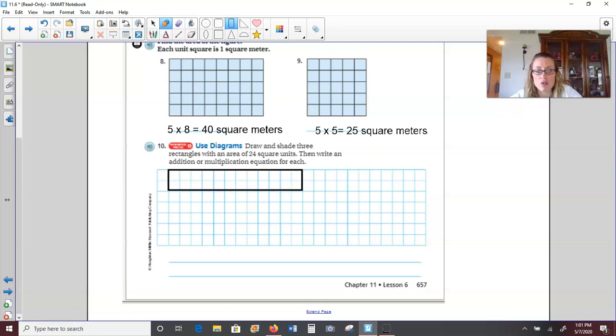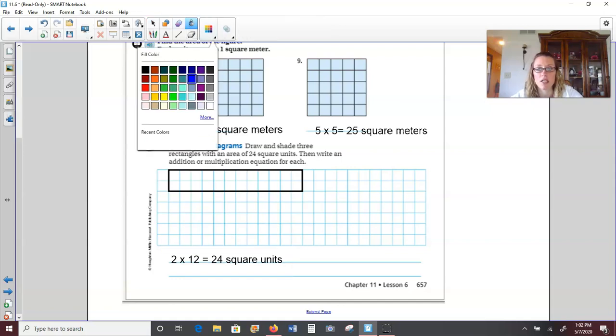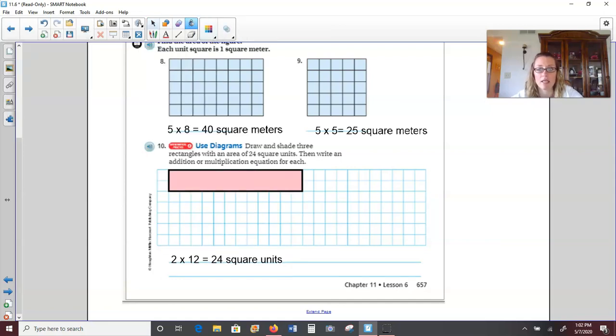And I'm going to make 2 rows of 12 because I know that 2 times 12 equals 24. And I do need my label, square units. So that works for my first rectangle. I want us to shade it in, so I'm going to make it pink. Although then you can't see the grid, but that's okay. So that has an area of 24 square units because I did 2 rows of 12. 12 plus 12 is 24.